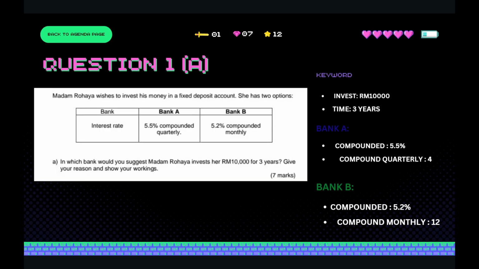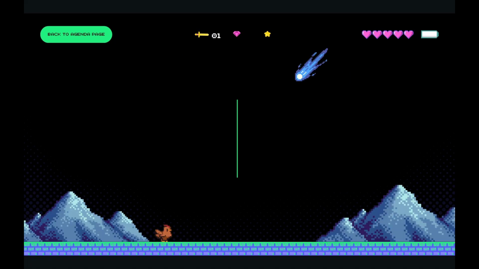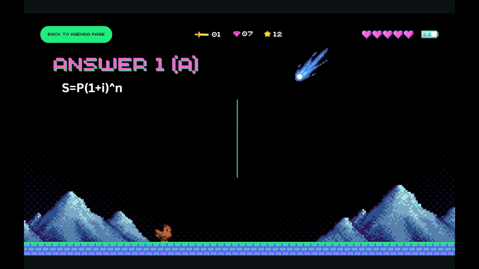So for question A, it says that in which bank would you suggest Madam Rohaya invest her RM10,000 for 3 years? Give your reasons and show your working. For the question, we can use the formula S equal to P in bracket 1 plus I to the power of N. For bank A, we can use the face value which is RM10,000 in bracket 1 plus 0.055 over 4 to the power of 12.